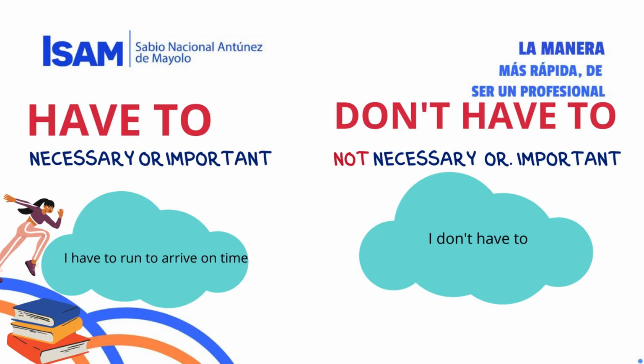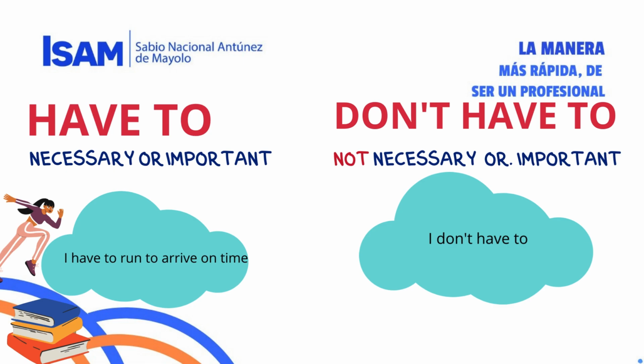Now we have another modal verb. This is have to or don't have to. Let's see the following examples. We use have to when we want to express something that is necessary or important to do. For example, I have to run to arrive on time.